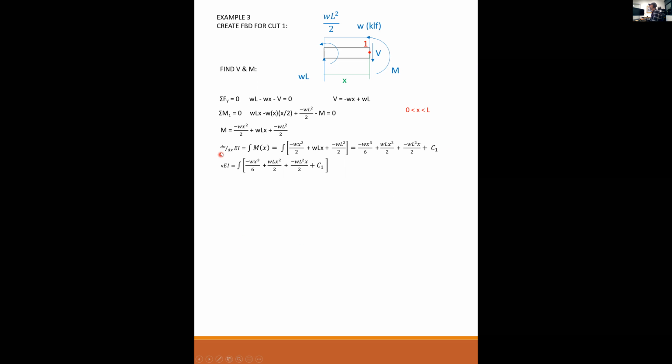Then to go from dv dx to v, I integrate again. So I integrate the whole first result here, and that gives me minus wx to the fourth over 24 plus wLx cubed over 6 minus wL squared x squared over 4 plus C1x plus C2.